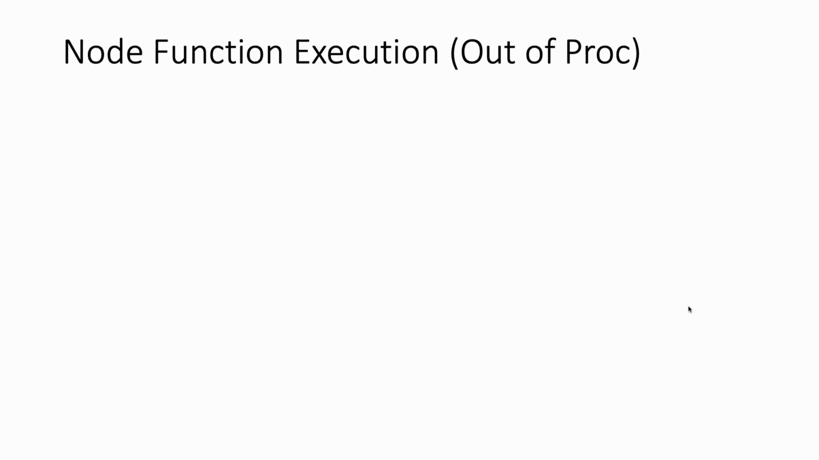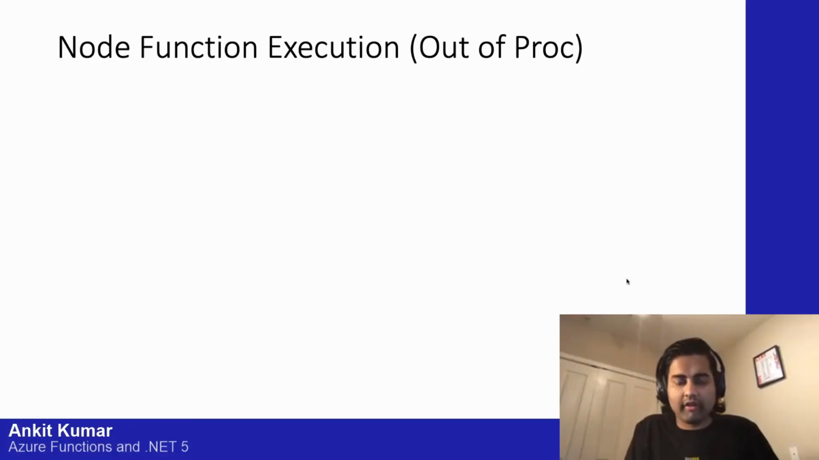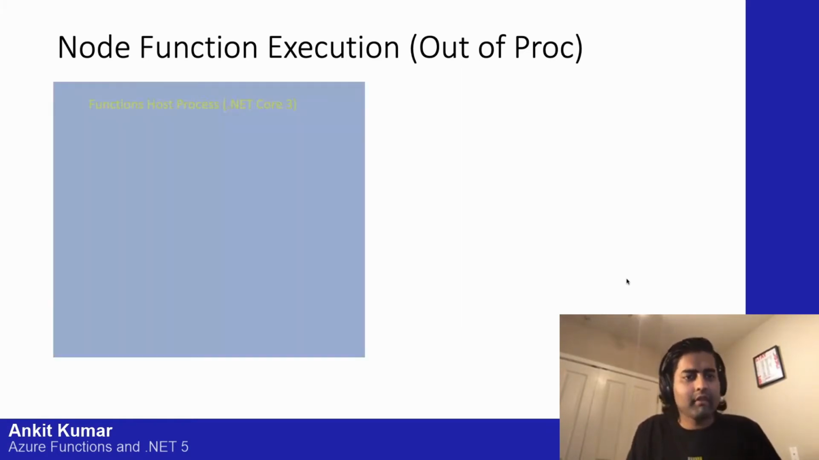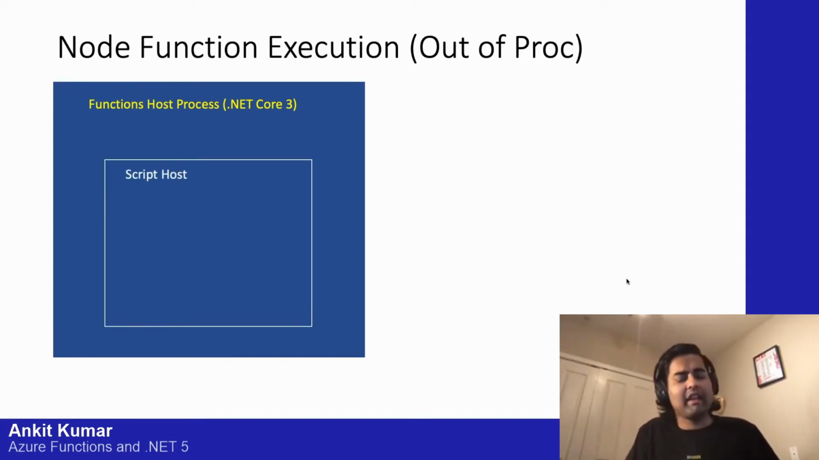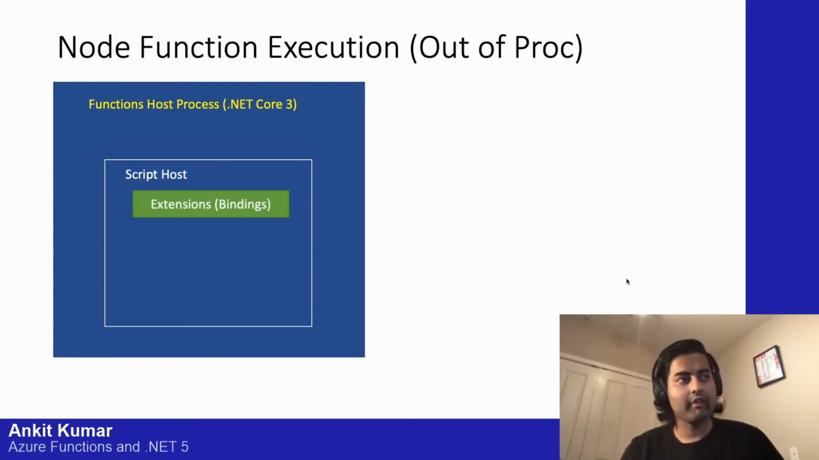Okay, so now we are going to take a look at what Node function execution looks like in this out-of-proc model that we call. So here's the function host process that we have been looking at so far, which is .NET Core 3 here. And again, this is the same host that we were looking at before. Nothing's changed here. So you have the same script host, where extensions still run in the same process. And then you still have that function invoker.